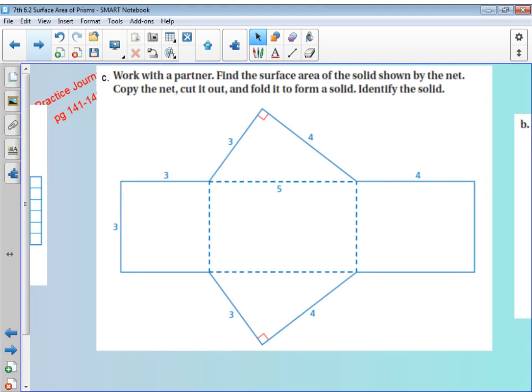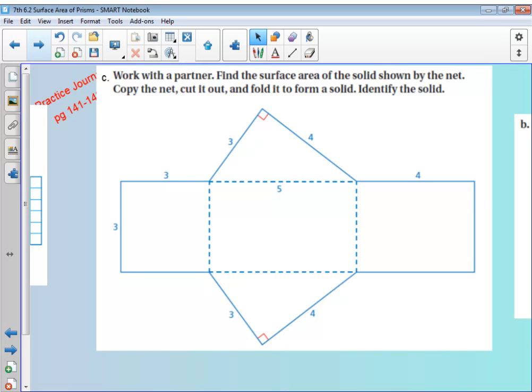It says work with a partner, find the surface area of the solid shown in the net, then copy the net, cut it out, and fold it. If you don't want to do the process of cutting it out and folding it, that's okay. It just gives you a good idea of physically what that would look like as a 3-dimensional shape.